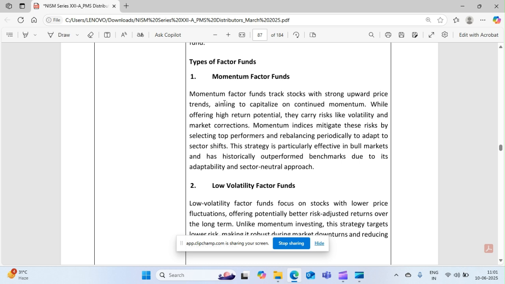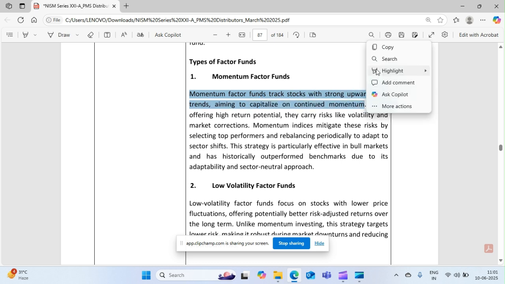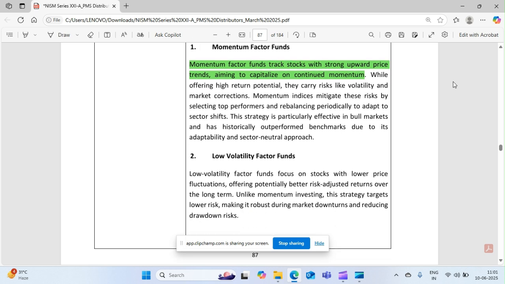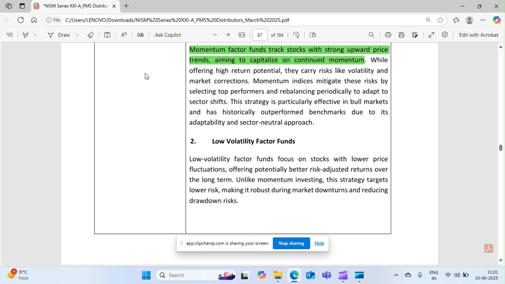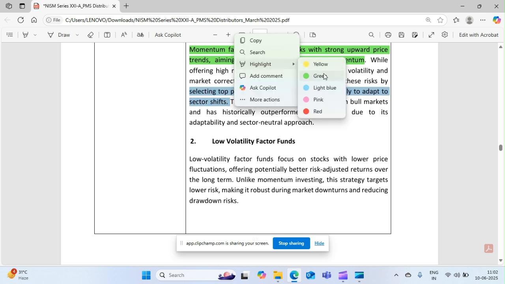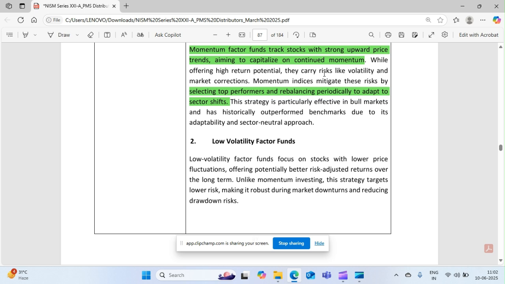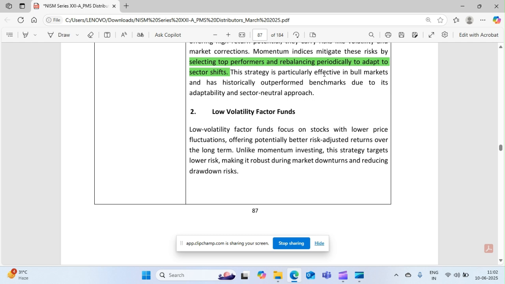And what do they do? Momentum factor funds track stocks with strong upward price trends, aiming to capitalize on continuous momentum. These are the stocks which will keep on moving up, right? They have high risk also. Okay, and these funds select the top performer and they do the rebalancing so that there is a risk mitigation. This is what they use for risk mitigation. Okay, now this strategy is effective in bull market and historically outperform benchmark market. So momentum fund will not obviously work in a bearish market.